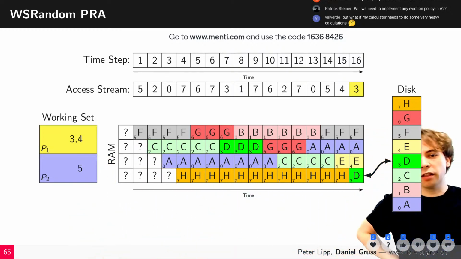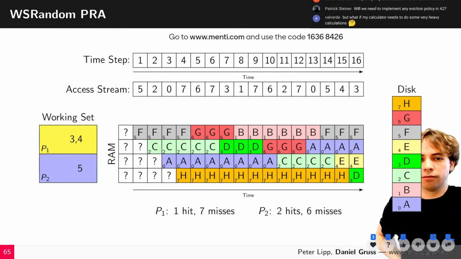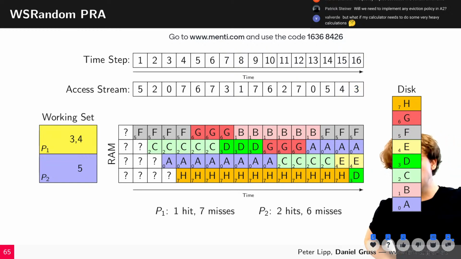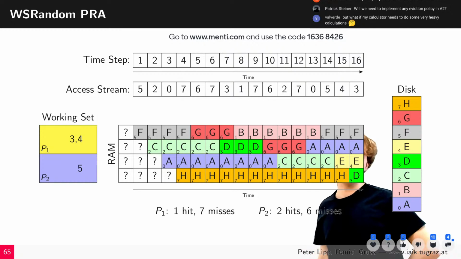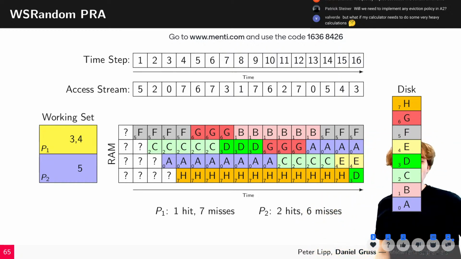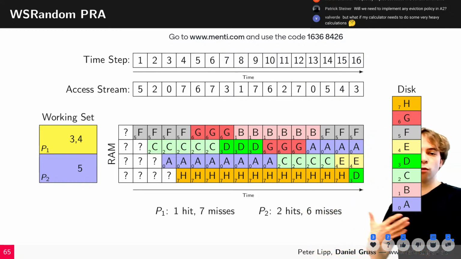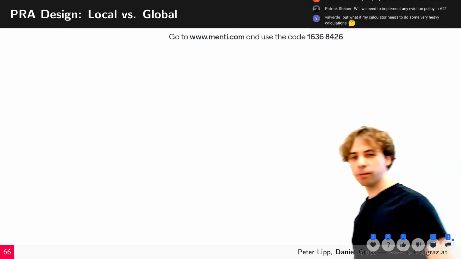Okay, so let's see whether this algorithm was fair. We got 1 hit and 7 misses in the one process, 2 hits and 6 misses in the other process. Yeah, for our small example, maybe it's fair, but you should probably try that on larger numbers.